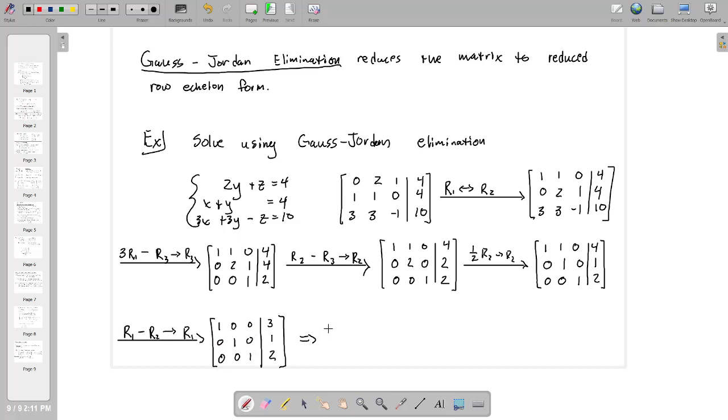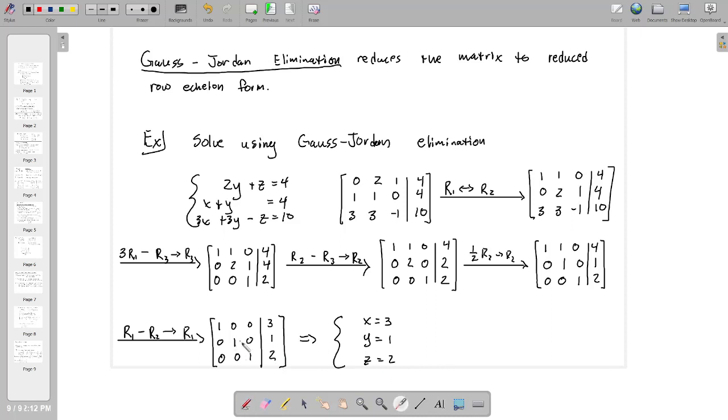I'm going to rewrite this in the system of equations form. And this comes out to 1x plus 0y plus 0z is equal to 3. So we have x is equal to 3. 0x plus 1y plus 0z is equal to 1. So we have y is equal to 1. And then we have 0x plus 0y plus 1z is equal to 2. So we have z is equal to 2.